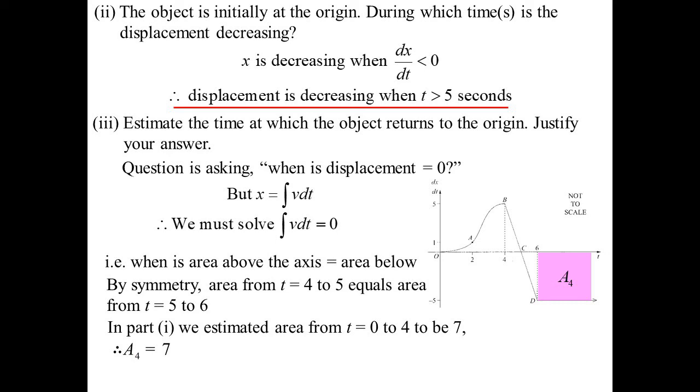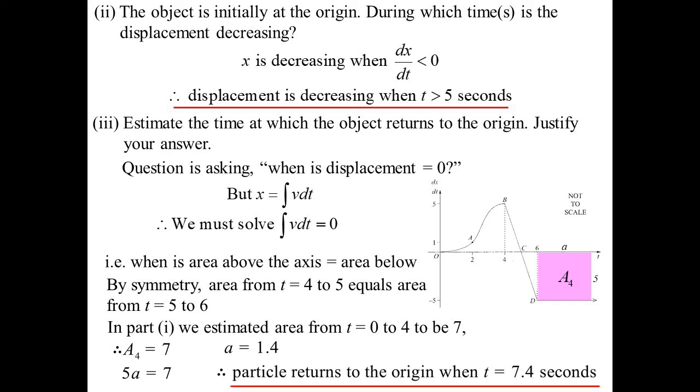We estimated the curved area to be 7, and we've got the triangle. So when is area 4 equal to 7? Well, I know that the height of that rectangle is 5, so I want to find the width of that rectangle. I've called it A. 5a is equal to 7. So solving that, we get A is 1.4. Therefore, the particle returns to our origin when t is 7.4 seconds.